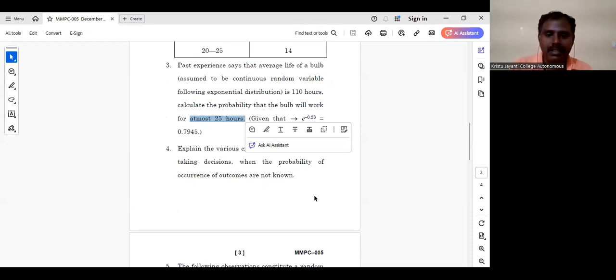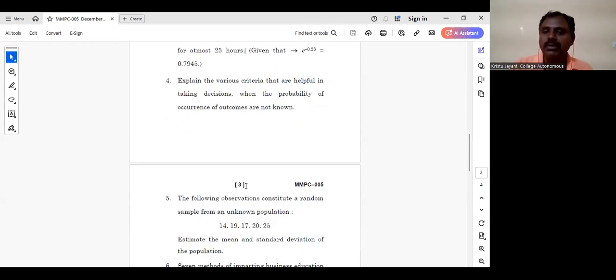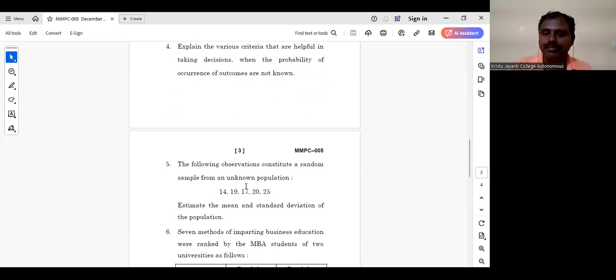Another one is a general theory question. They're asking to explain the various criteria that are helpful in taking decisions when the probability of occurrence of outcomes is not known. You can go through your study material for this theory part. It is there.